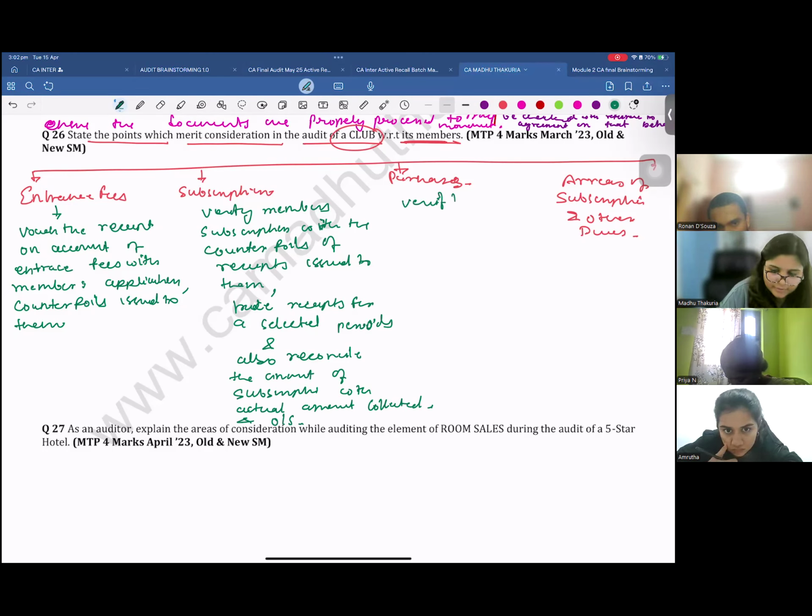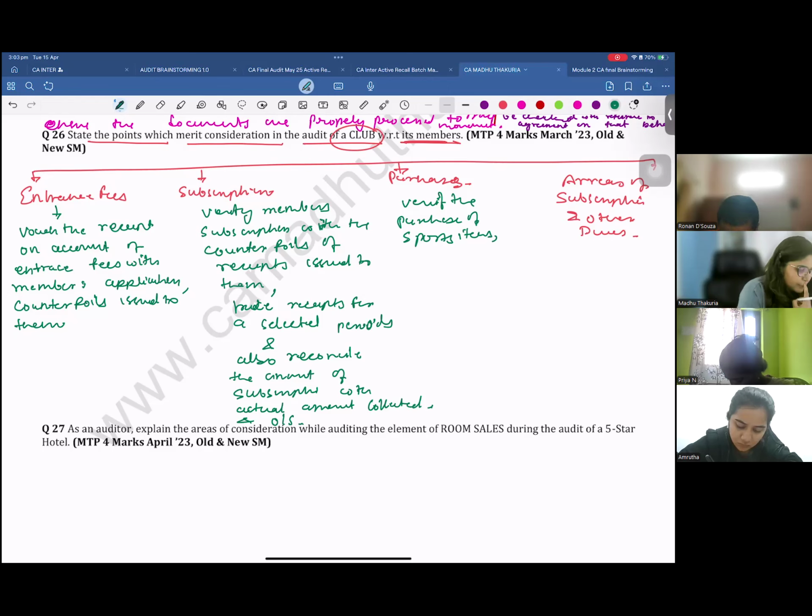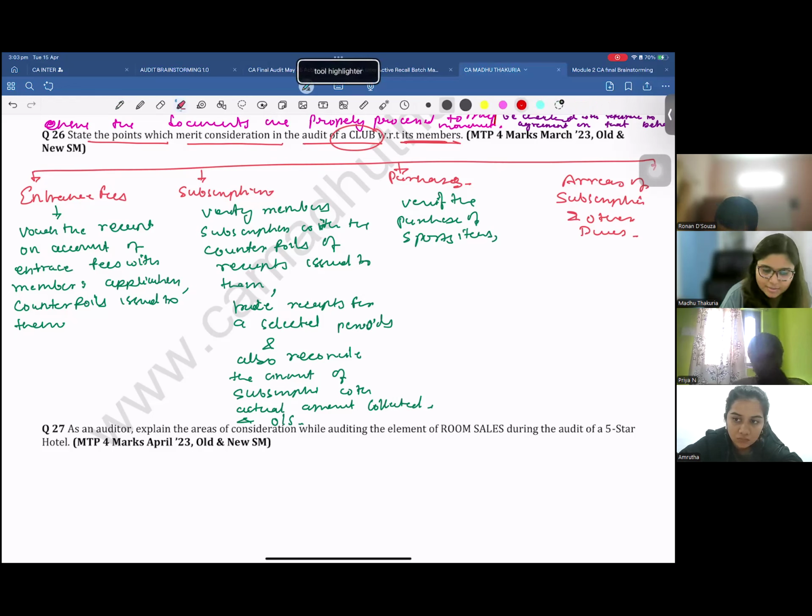Verify the purchase of sports items. No, this is the purchases. Wait. This is not the purchase. This is the purchases by the club. We are not writing this.